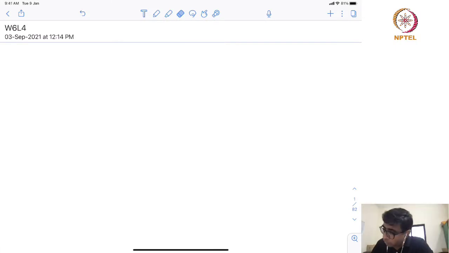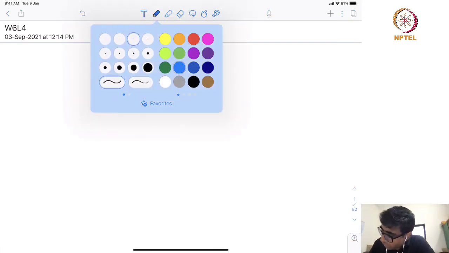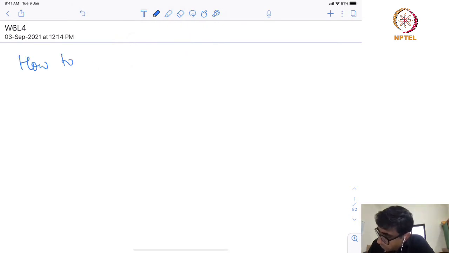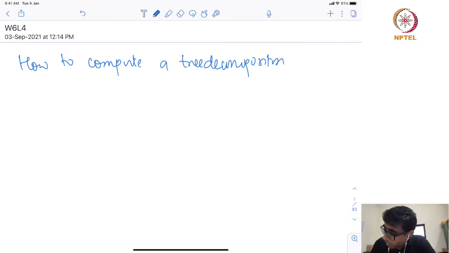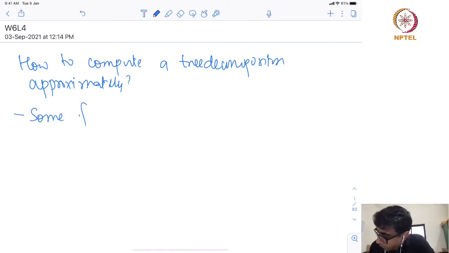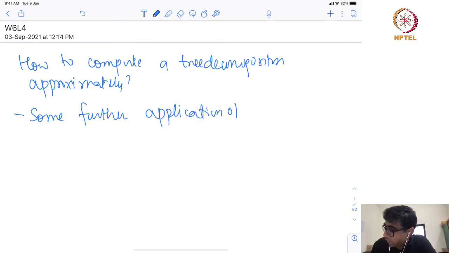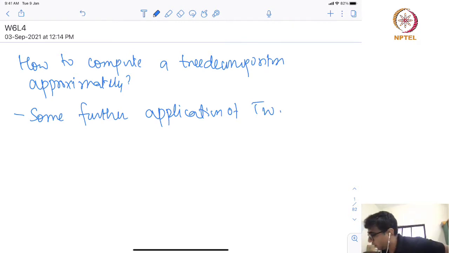Last lecture we saw how to compute tree decomposition. Today we will see how to compute tree decomposition approximately. In today's lecture we will see some further applications of tree width. Okay? But before we do that, let us try to recall the argument for computing tree decomposition approximately, because we did it slightly fast in the lecture.